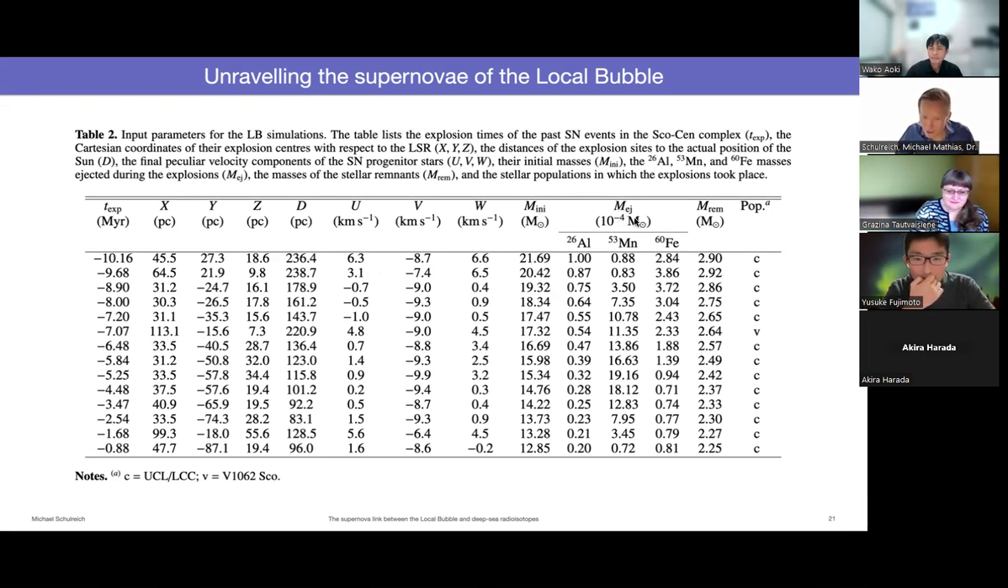Now I come to your question. These are the supernova yields, the ejected masses. I think you used the same supernova yield for each star, right? Or did you also scale them? We scaled our yields according to the stellar evolution model. We used the Limongi and Chieffi supernova models. These are the ejected masses for aluminum-26, manganese-53, and iron-60 of each of these local bubble progenitor stars.